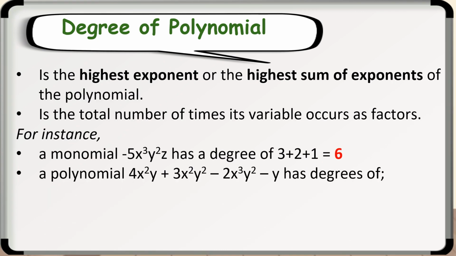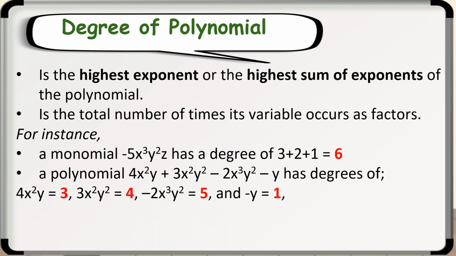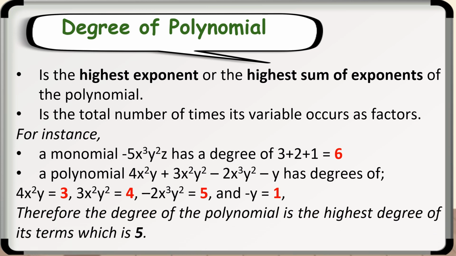A polynomial 4x squared y plus 3x squared y squared minus 2x cubed y squared minus y has degrees as follows: 4x squared y is 3, 3x squared y squared is 4, negative 2x cubed y squared is 5, and negative y is 1. Therefore, the degree of the polynomial is the highest degree of its terms, which is 5.